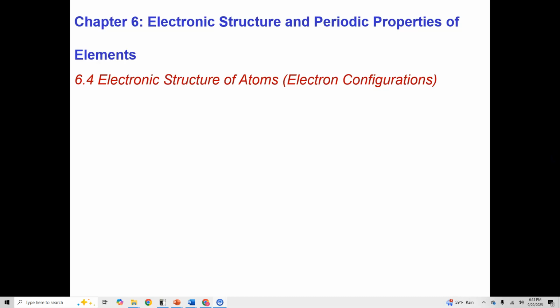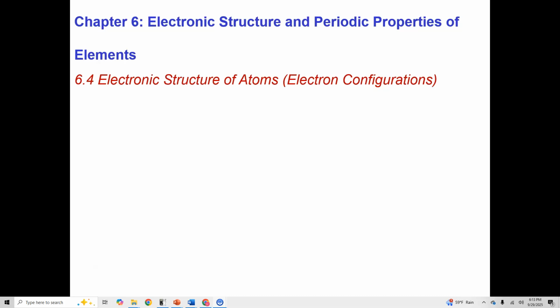Section 6.4 is concerned with the topic of the electronic structure of atoms. What we mean by this is that we want to learn how to write the location of every electron in an atom in a manner that is consistent with the Schrödinger equation. That is, we identify the important quantum numbers of every single electron in an atom. Now, we're going to be using a shorthand notation to do this rather than the actual quantum numbers themselves.